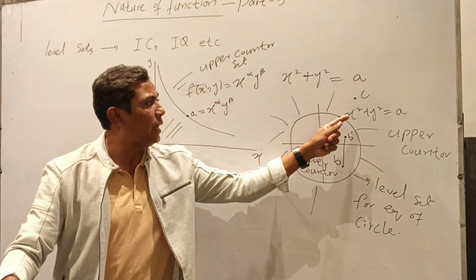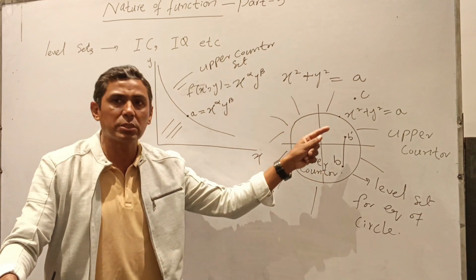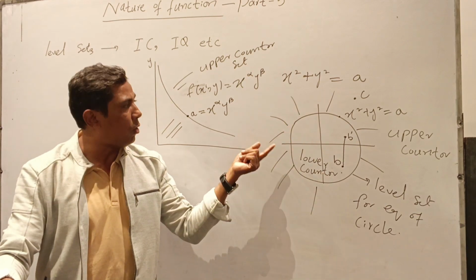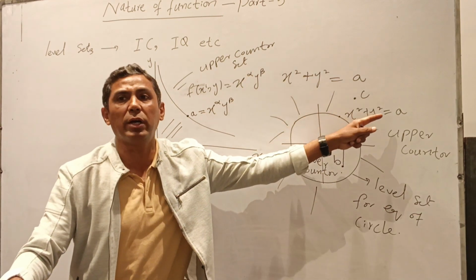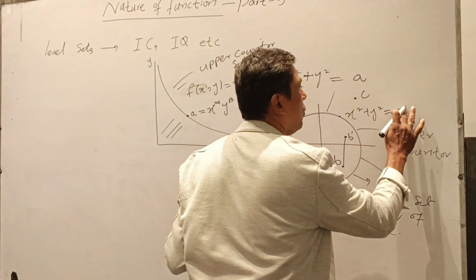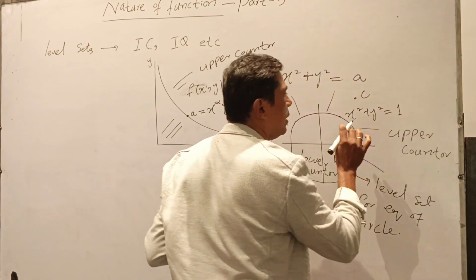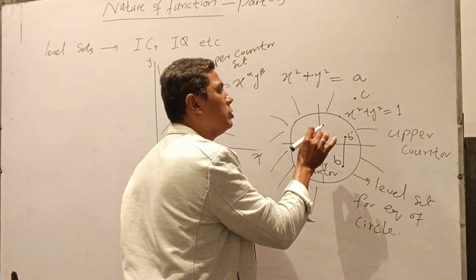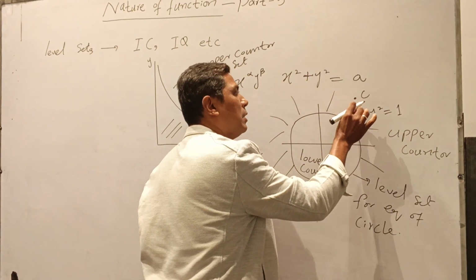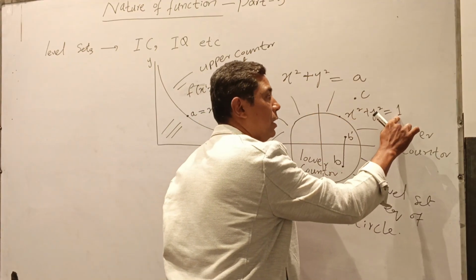Clear? Which satisfy x square plus y square equal to a, all along the circular values. All values will be equal to x square plus y square equal to a. Clear? For example, let a be 1, for the sake of understanding. All values when we plug in x square plus y square will draw a circle when these are equal to 1.